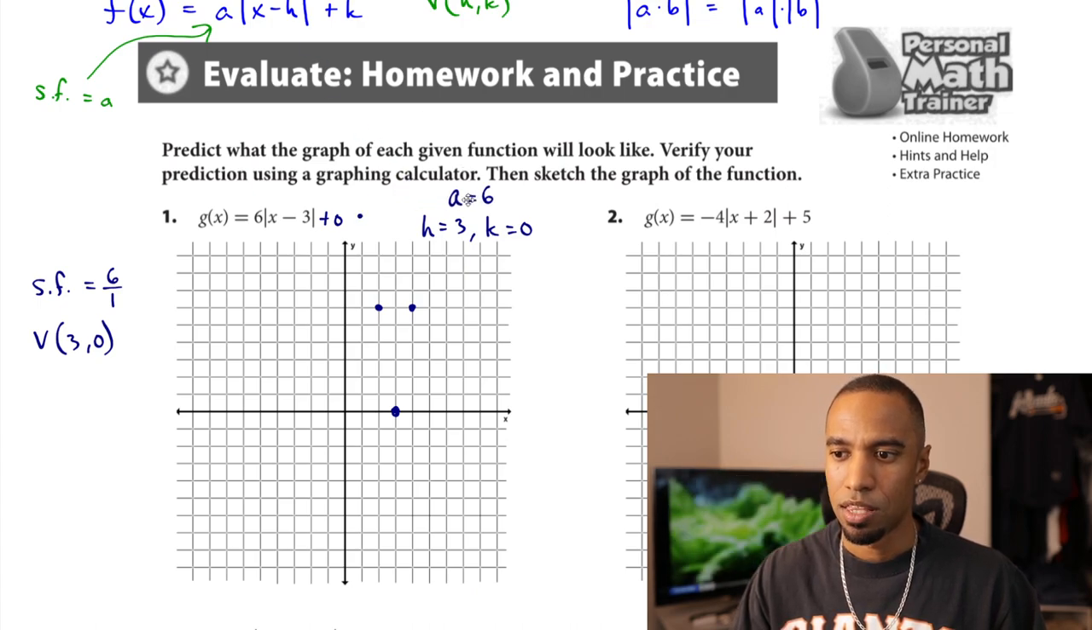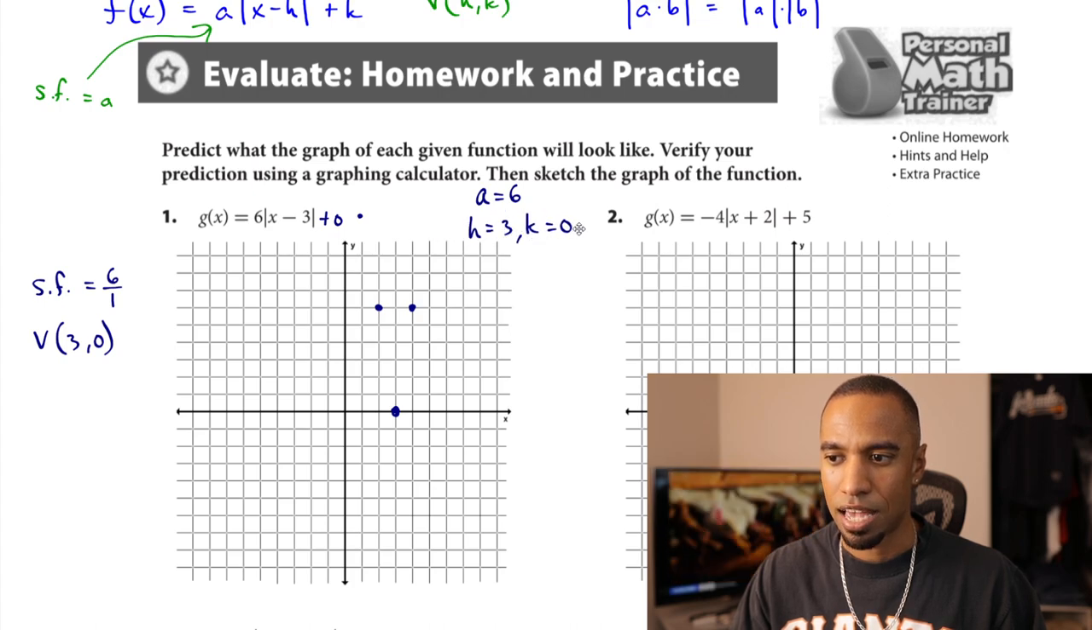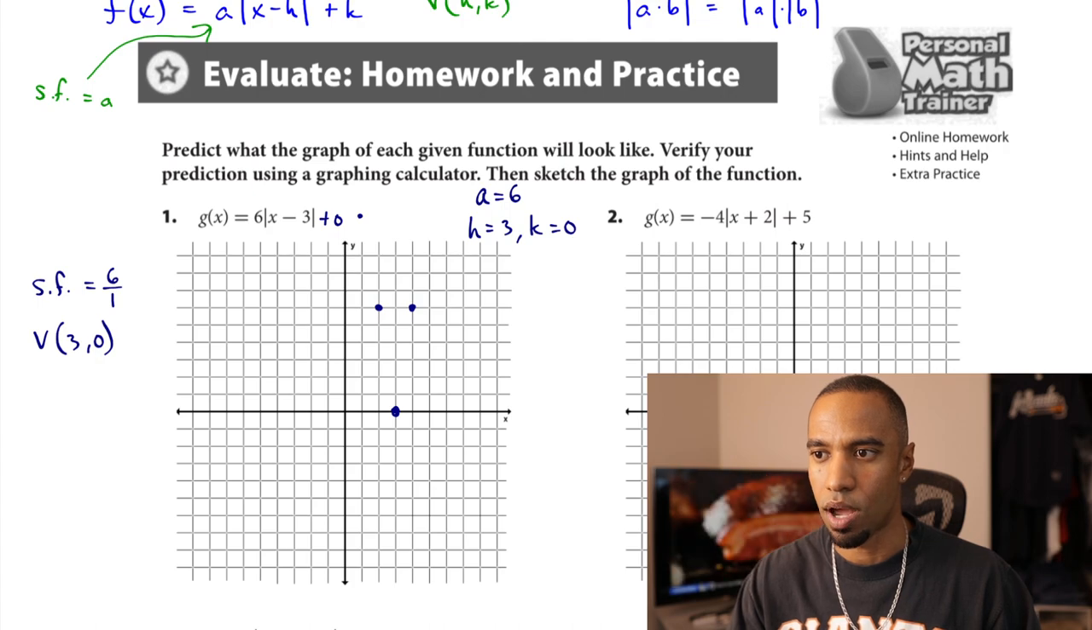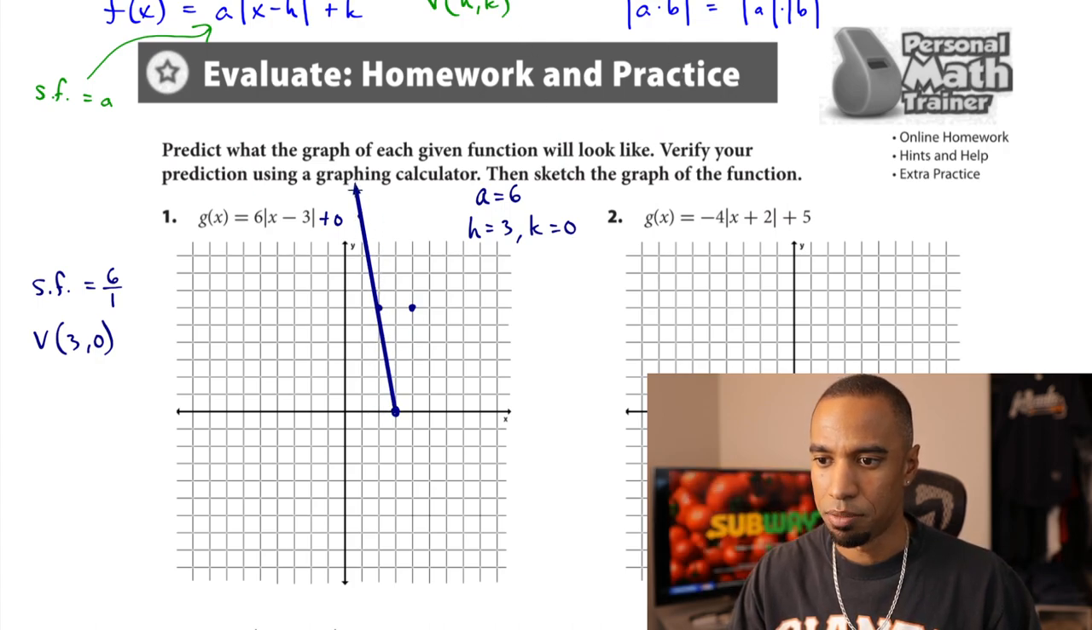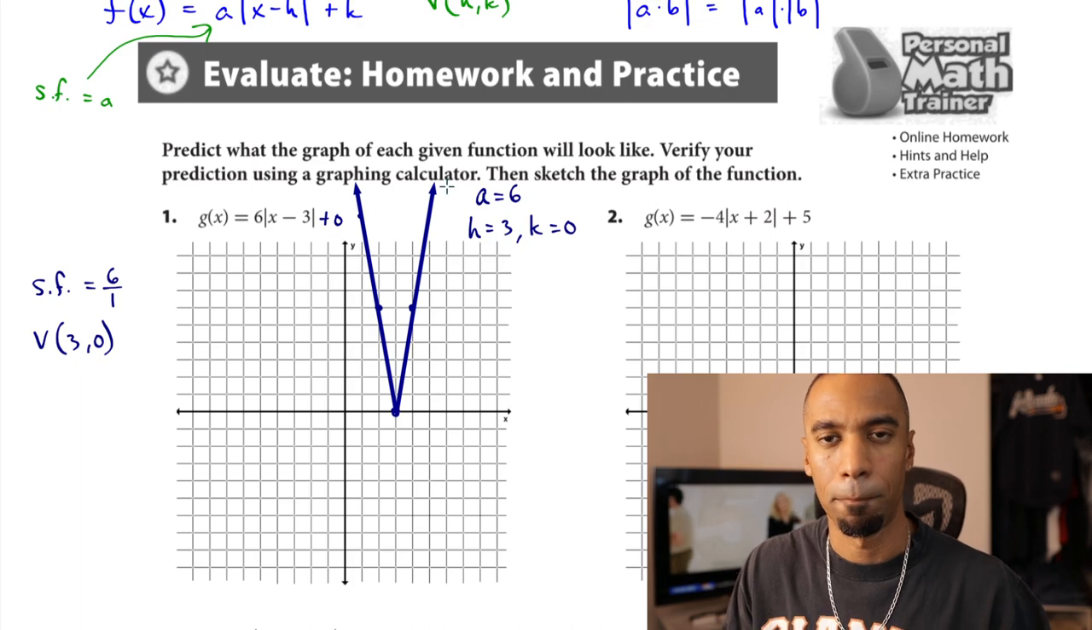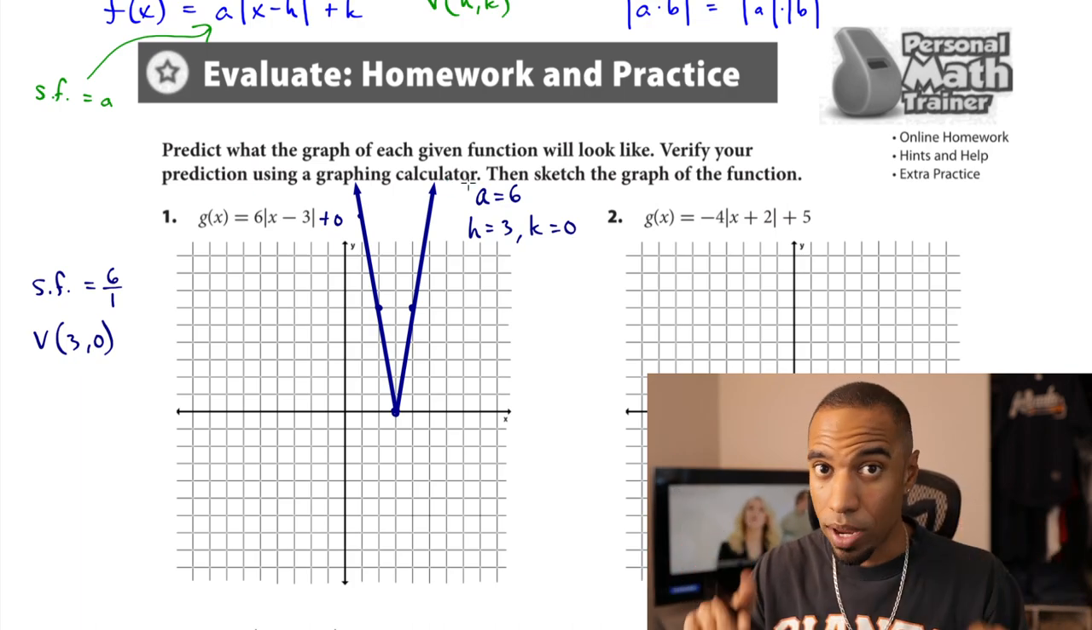The point being, this is going to be a V-shaped graph that has a vertex at (3, 0), and when I connect the dots and draw this line here, it goes like this, bounces off the vertex, and then goes in this direction. That is the appearance of this graph. It has the vertex. It is straight lines. These are not curves.